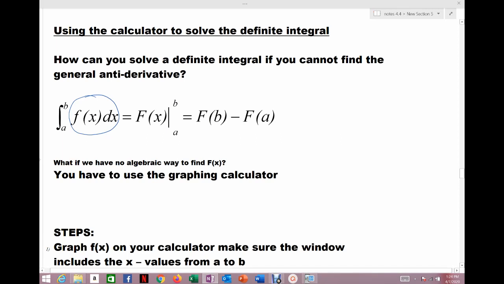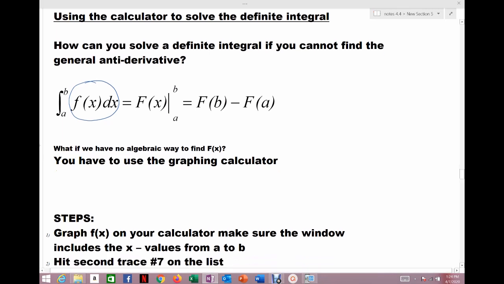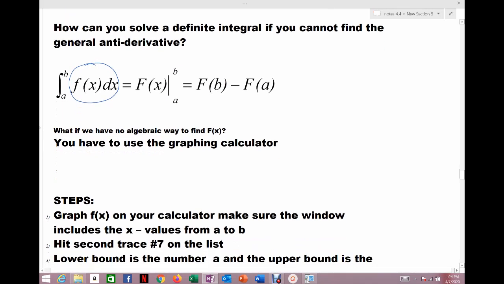There is another method, and if you know how to use it, that's fine. But this method works for all graphing calculators, no matter what kind you have. So, how to solve the definite integral: if you can't find the general antiderivative, the graphing method is always one you can fall back on.